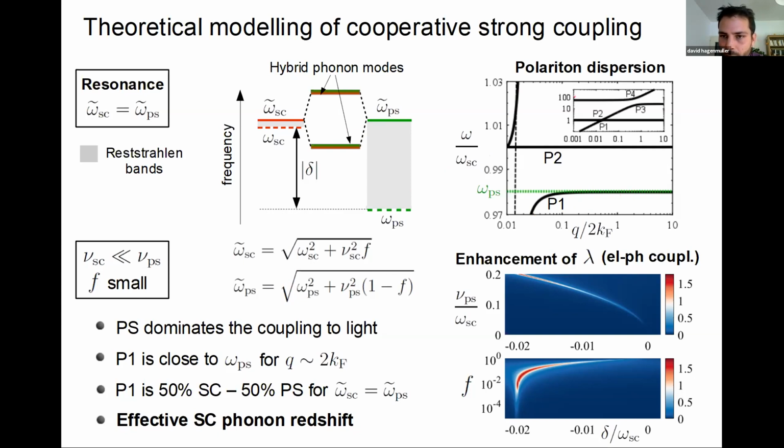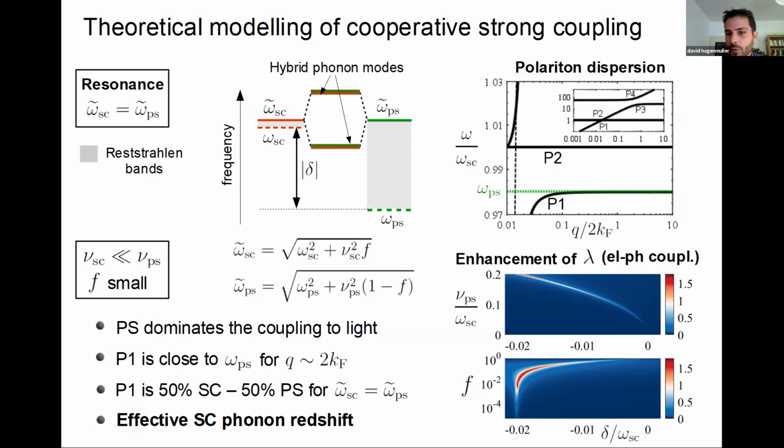So the two high energy polaritons here and here, P3 and P4, stem from the hybridization between plasmons and photons. But more interestingly, we also have two low energy branches, P1 and P2, which correspond to the dressed phonons. And importantly, the lowest energy polariton here, P1, is very close to the bottom of the polystyrene Reststrahlen band.